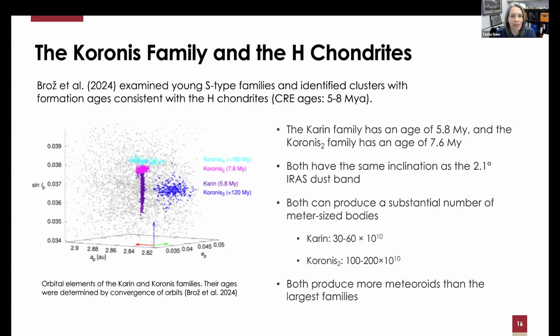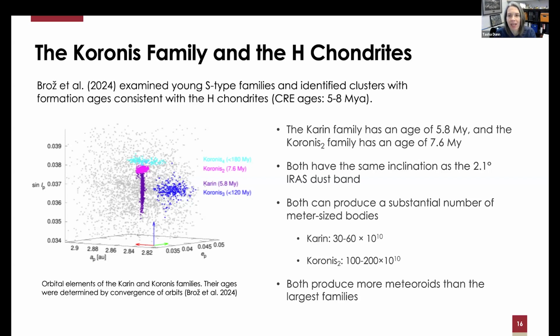And then in another very recent study, Brož et al. suggested that modern collisional events in the asteroid belt are the primary source for most of the meteorite flux to Earth. They look specifically at the H chondrites because we know that 40% of H chondrites have young cosmic ray exposure ages, between 5 and 8 million years, which would indicate a relatively recent breakup of the H chondrite parent body. So they examined young S-type families in the main belt and identified 2 clusters primarily, the Coronis 2 family and the Charon family. Coronis 2 is the bright pink, Charon is a dark purple.